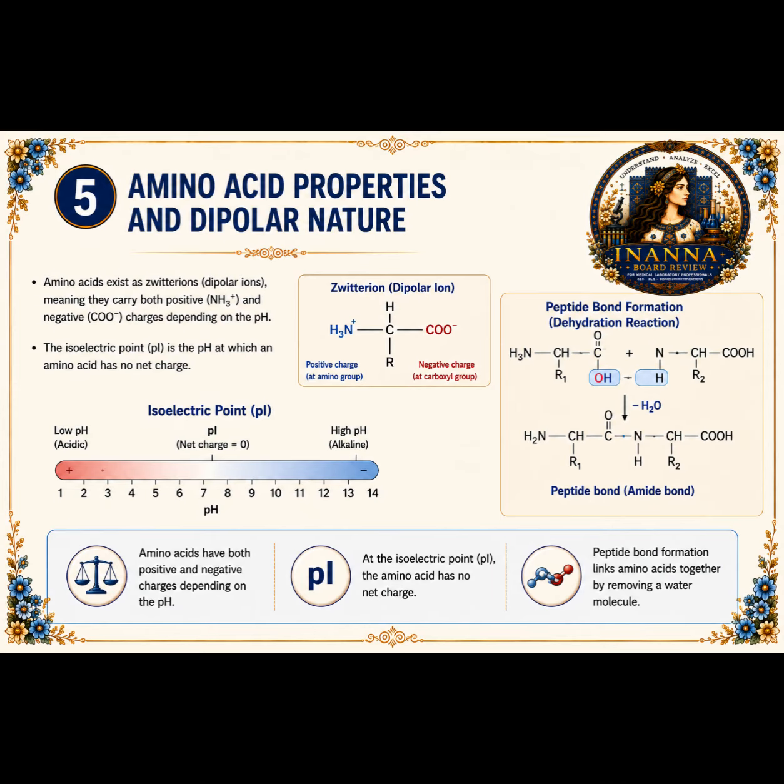Amino acid properties and dipolar nature. Amino acids exist as zwitterions, also called dipolar ions. This means they contain both a positive charge on the amino group and a negative charge on the carboxyl group. The net charge of an amino acid changes depending on the pH. The isoelectric point, or pI, is the pH at which the amino acid has no net charge. This property is important in protein separation techniques and electrophoresis.